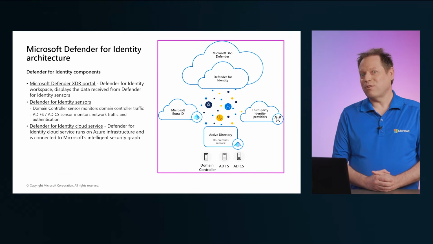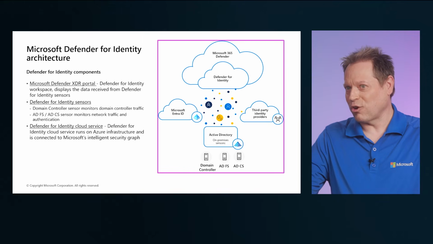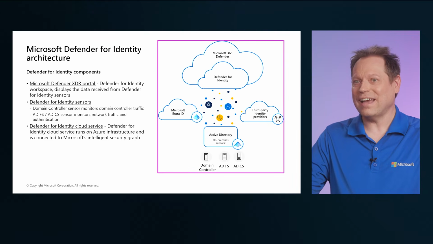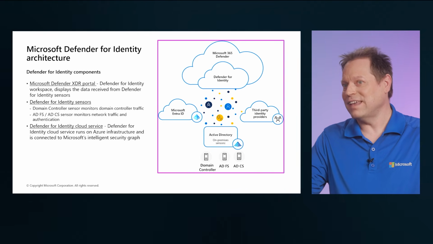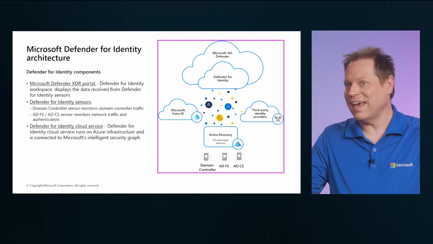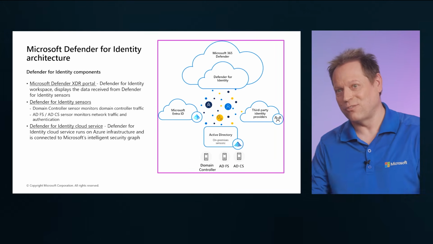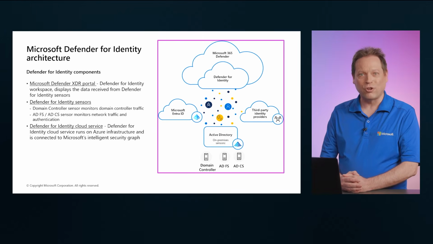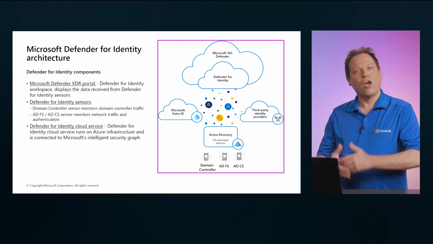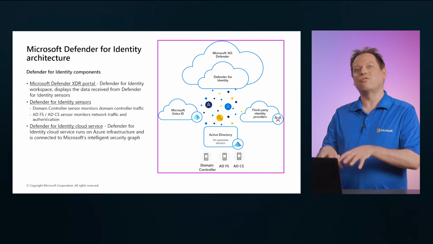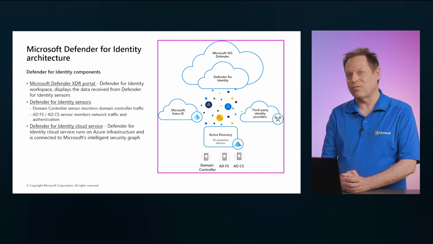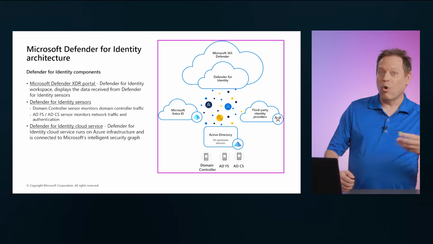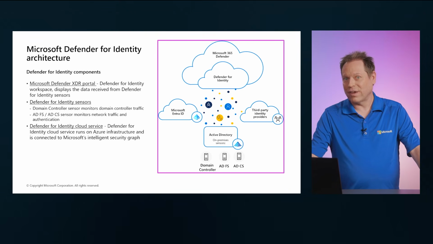To understand how Defender for Identity works, let's break down its architecture. At the top, you access the experience through the Microsoft Defender XDR portal, where the Defender for Identity workspace displays the data that's been received from sensors. Those sensors are deployed close to your identity infrastructure. A domain controller sensor monitors the domain controller traffic. An additional sensor can monitor scenarios like ADFS or ADCS by observing network traffic and authentication activity.